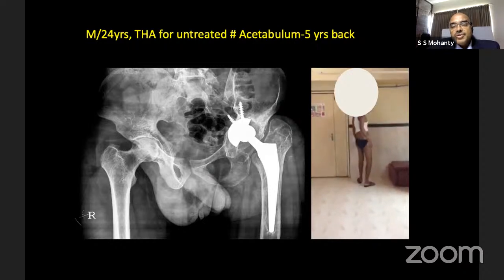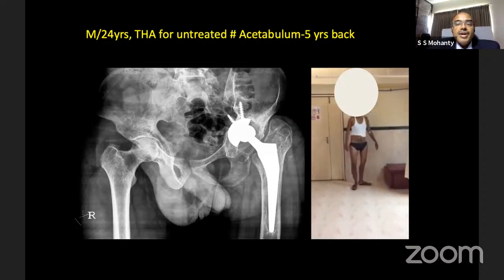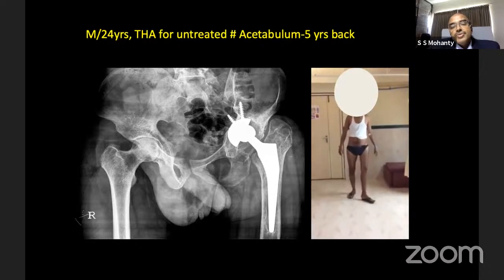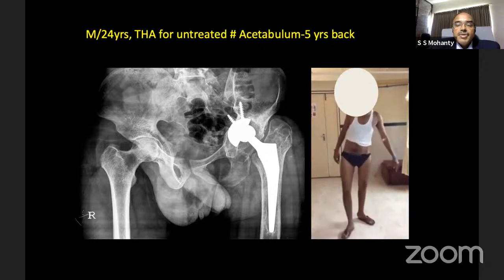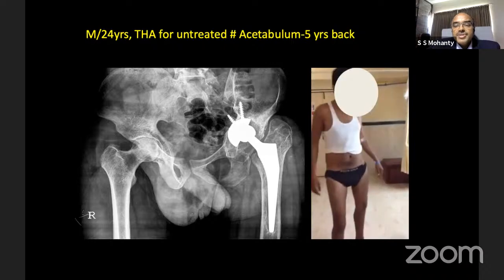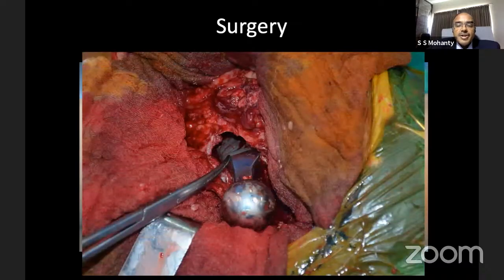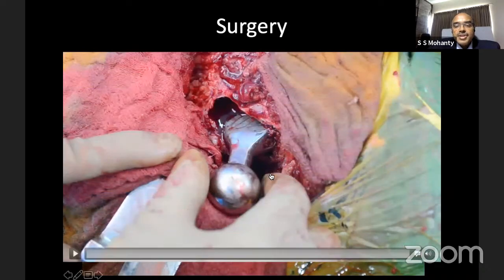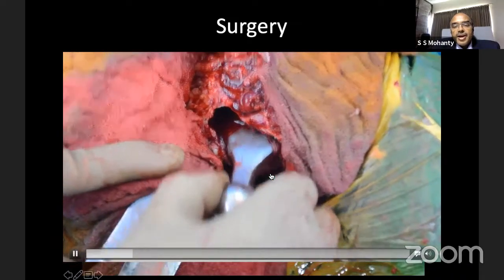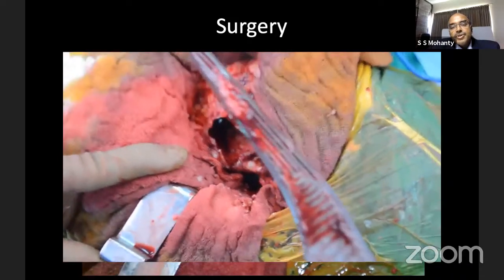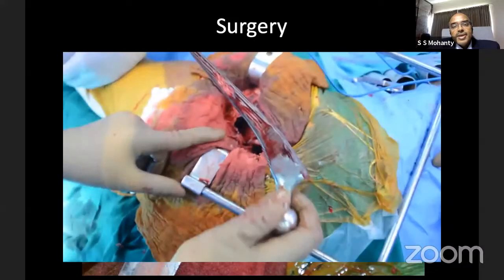5 years back, presented with pain and limping. And as you can see here, there is a loosening of the acetabular component, and there is a subsidence of the stem as well. During surgery, as you can see here, healed scar, the entire femoral component was very loose, and it just came out by hand like that. You just pulled it out without any bone ingrowth on this.